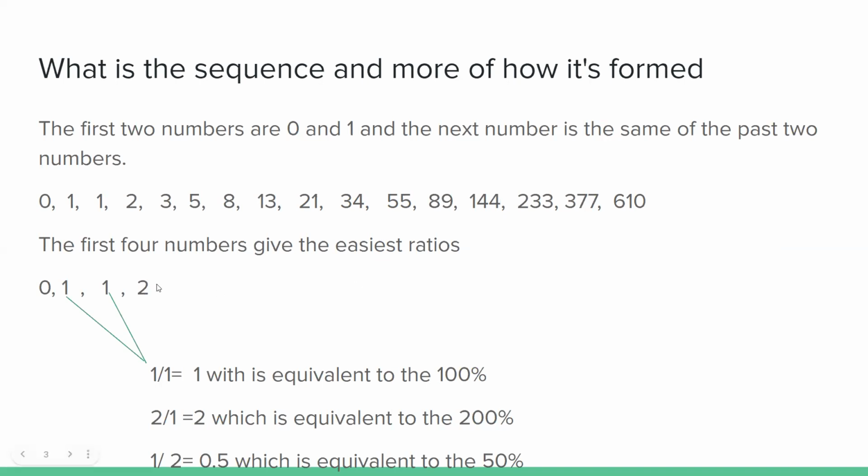Okay. So what is the example? So the first four numbers give us the easiest ratios. Here are the first four numbers.